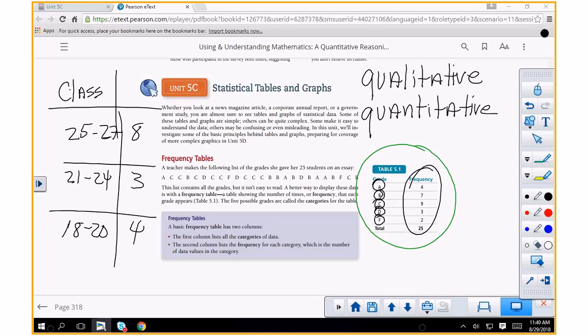As it says, the first column is either the categories or the class. This is categories. Categories go with qualitative. Class goes with quantitative. Capiche? So quantitative is classes, numerical. And qualitative is categories: blonde, brunette, redhead; blue eyes, brown eyes, green eyes. Okay?